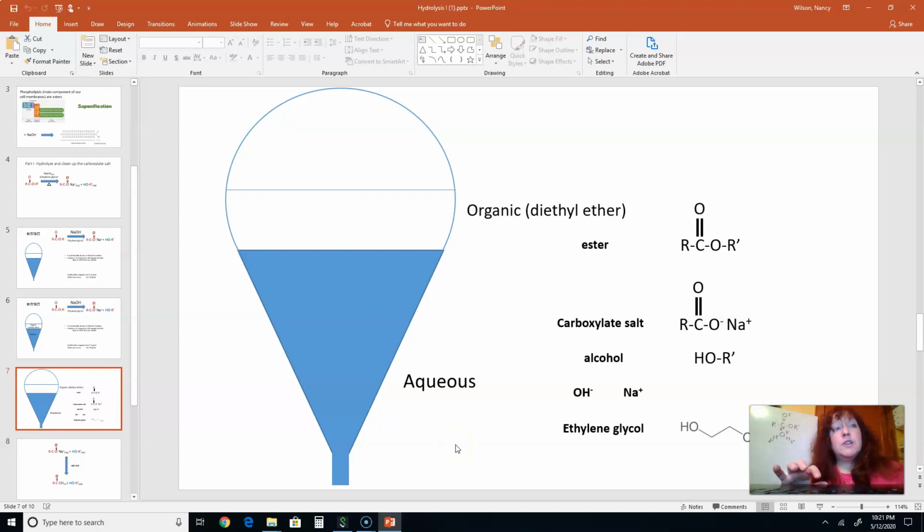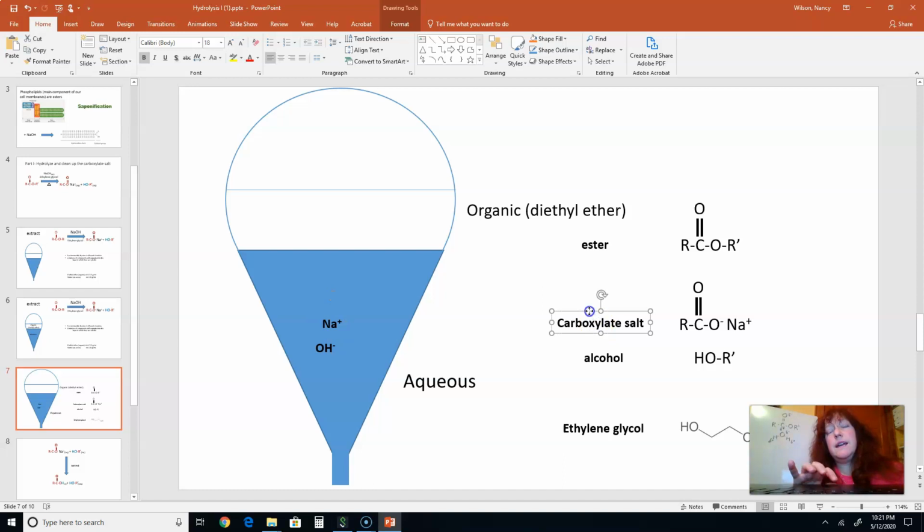Anything that is actually charged is going to be found in the aqueous layer. Okay, so let's see if I can move this. That sodium and hydroxide are ionized. They're definitely going to be in the aqueous layer. And our carboxylate salt is also going to be in the aqueous layer. It's still charged. Things that are very polar, so things with hydroxide groups that can hydrogen bond, like an alcohol, those are also going to be in the aqueous layer. Prefer it to the much more nonpolar organic layer.